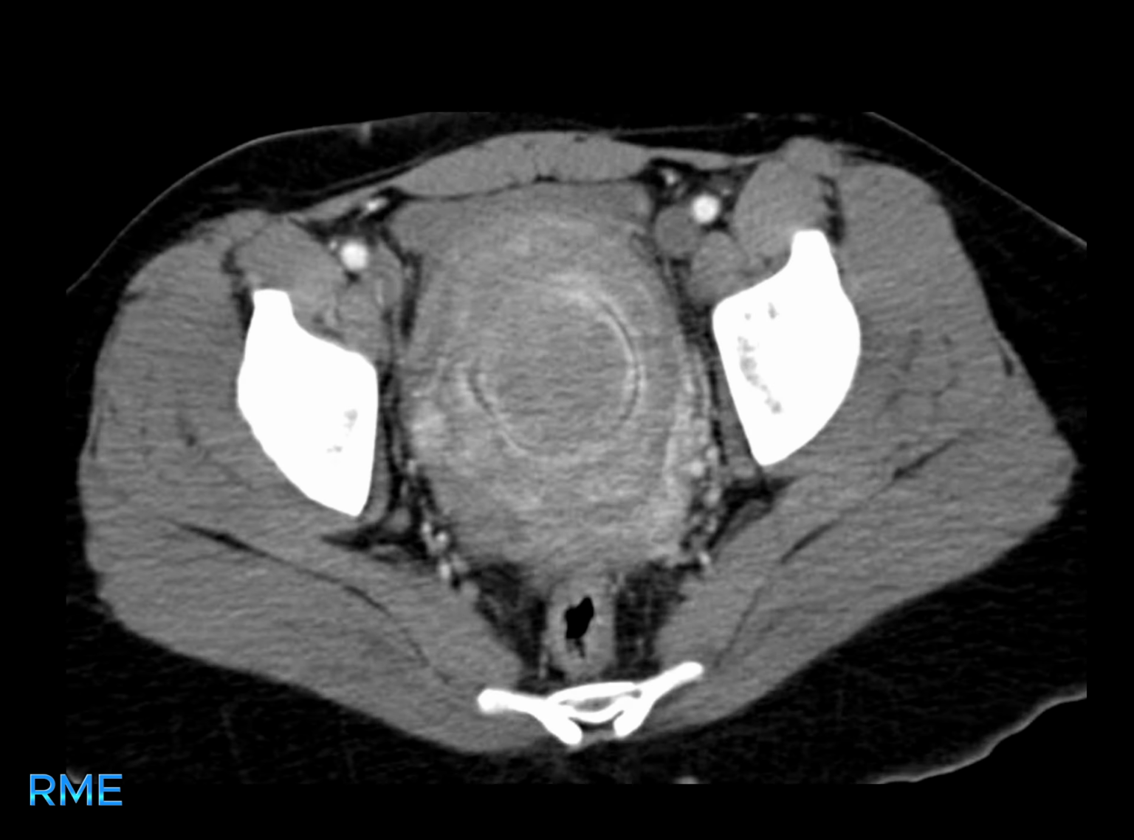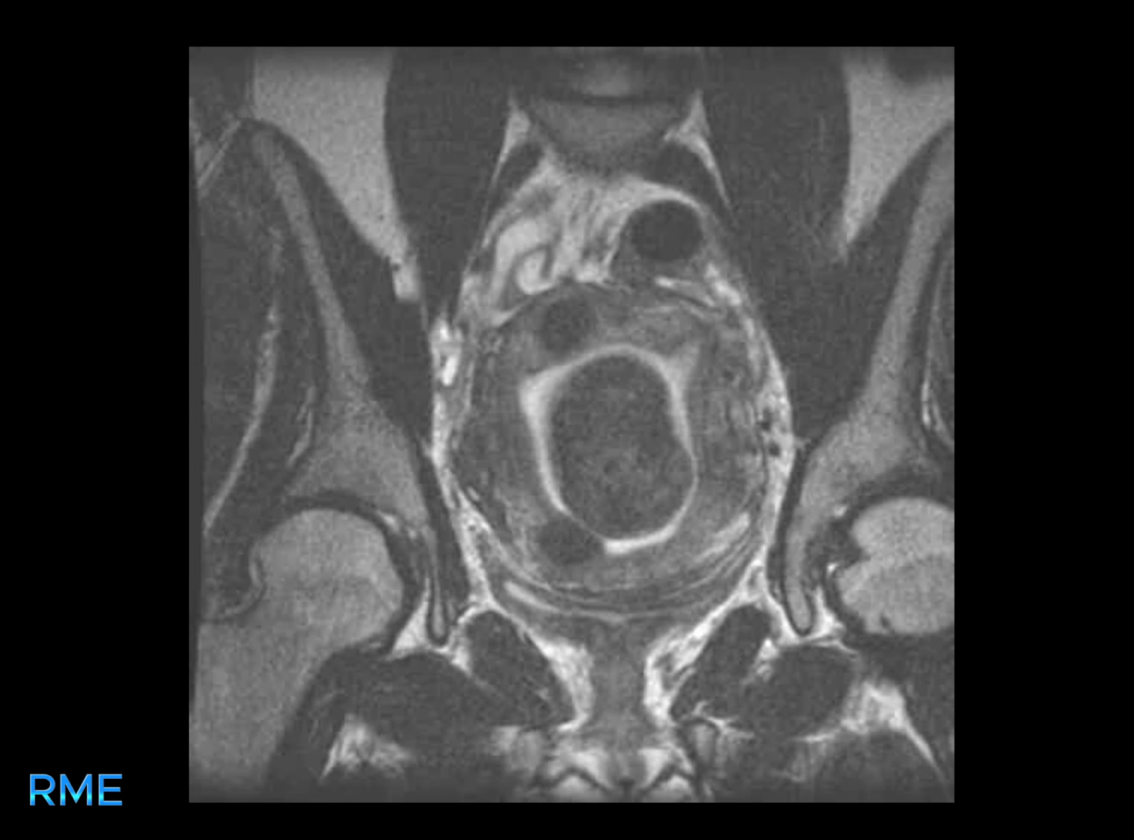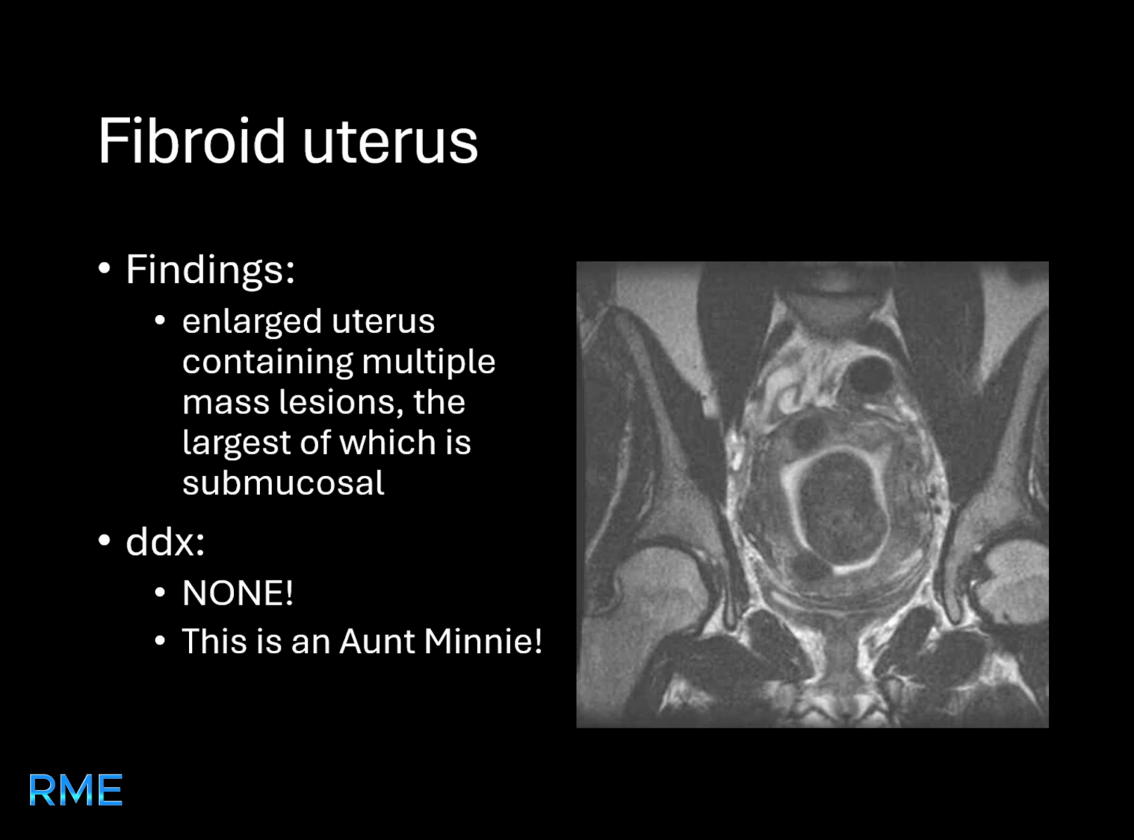What do you see in this image? Here, I see an enlarged uterus containing multiple mass lesions, the largest of which is submucosal. These findings are characteristic of a fibroid uterus. The multiple masses within the uterus are typical of leiomyomas. There are no differential diagnoses here. It's an ant mini. To further evaluate, an MRI can help assess the size and number of fibroids. Management involves medical therapy to control symptoms or surgical options like myomectomy or hysterectomy if the symptoms are severe. Let's move to the next case.